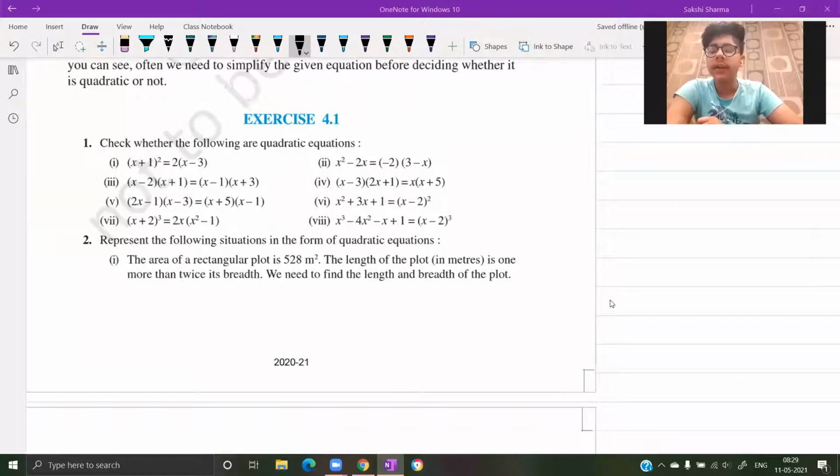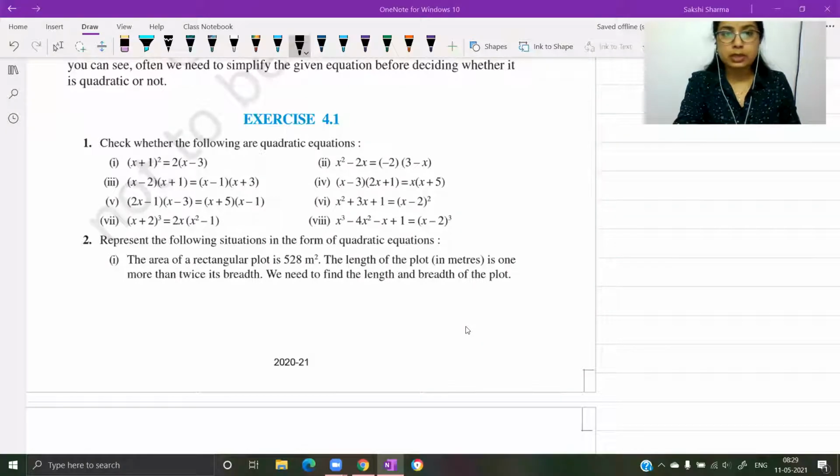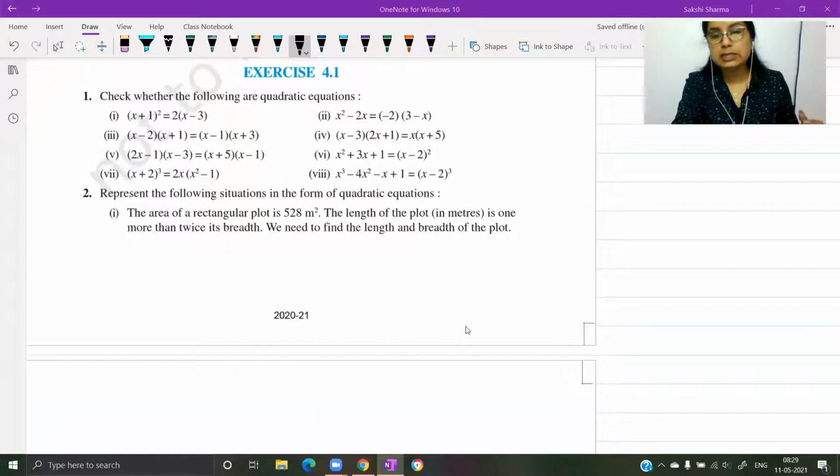Ma'am, in PA1 it will be reduced or not? बेटा PA1 में तो अभी कोई रिडक्शन नहीं है, हम फॉलो कर रहे हैं जो CBSE का सिलेबस आया है.